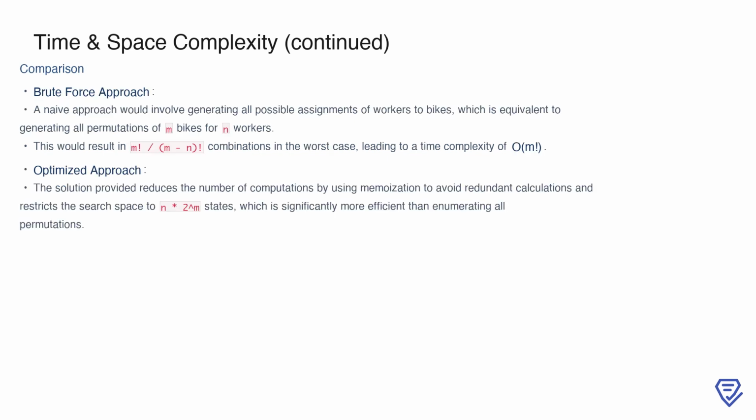Comparing this optimized approach to a brute force solution highlights its advantages. A naive brute force approach would involve generating all possible assignments of workers to bikes, which can be represented as permutations of m bikes chosen for n workers. This would result in m factorial divided by (m minus n) factorial combinations in the worst case. The time complexity of such an approach is O(m!), which grows much faster than O(n times m times 2 to the power of m).